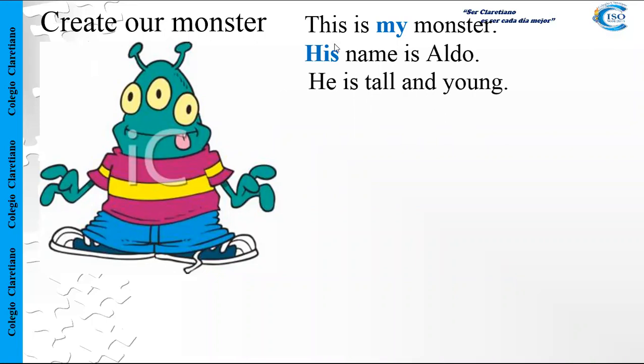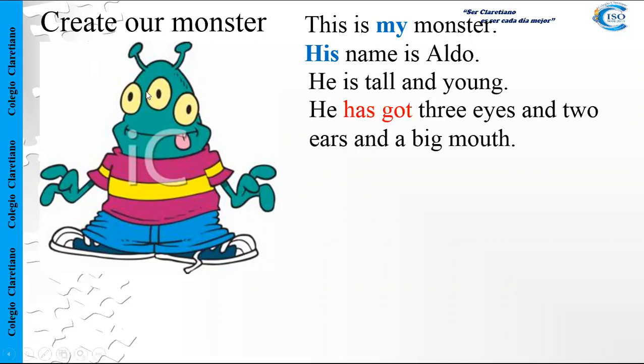And this is the model. This is my monster. His name is Aldo. He is tall and young. Okay, let's continue to describe. Listen. He has got 3 eyes. 1, 2, 3. He has got 3 eyes and 2 ears. 1 and 2. 2 ears. And a big mouth. You see?